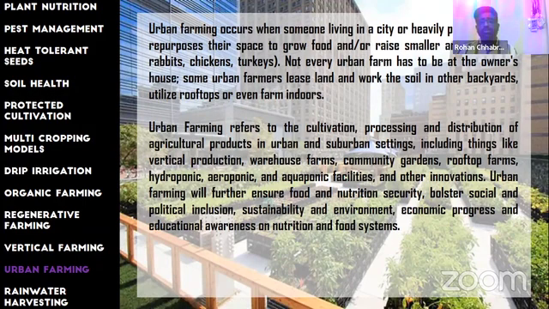Urban farming refers to the cultivation, processing, and distribution of agriculture products in urban and suburban settings, including things like vertical production, warehouse farms, community gardens, rooftop farms, hydroponics, aeroponics, and aquaponic facilities. Urban farming will further ensure food and nutrition security, bolster social and political inclusion, sustainability and environment, economic progress, and educational awareness of nutrition and food systems.